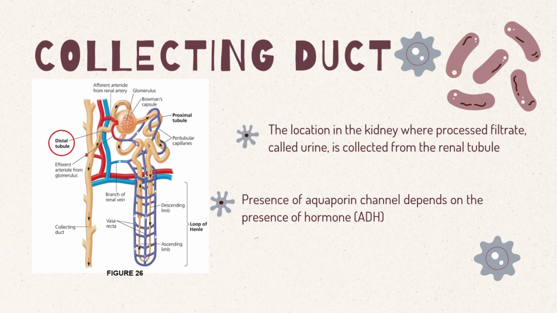Collecting duct. The location in the kidney where processed filtrate, called urine, is collected from the renal tubule. Presence of aquaporin channel depends on the presence of hormone ADH.